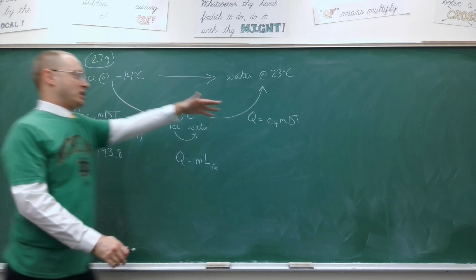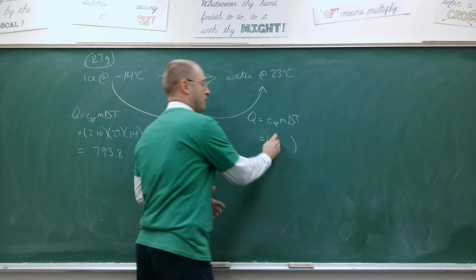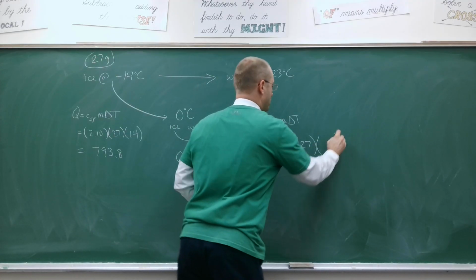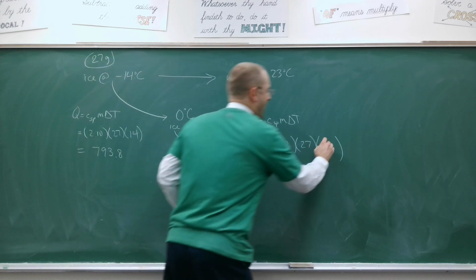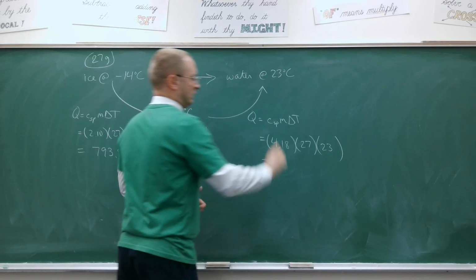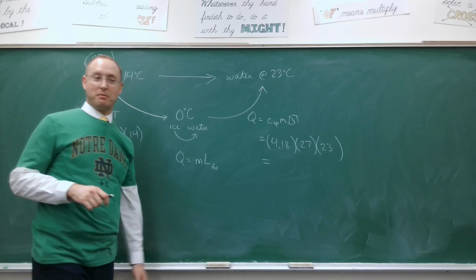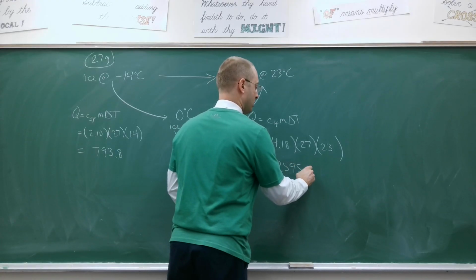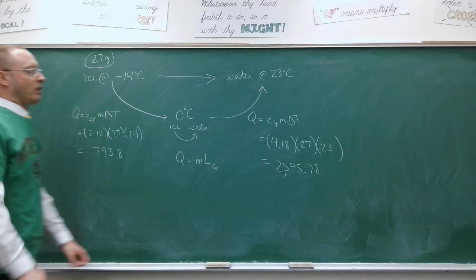All right, let's do the other temperature change while we're on a roll. We now have water. So we know the specific heat of water, class, 4.18. The mass is still 27 grams. It's just not an ice cube anymore. And the temperature change, to go from 0 degrees to 23 degrees, what's the temperature change? 23. And so we're going to multiply those numbers. Somewhere around 3,000 maybe? 2,000 something-ish? 2,595.78. We like that? Okay, so not quite as high as I was expecting.